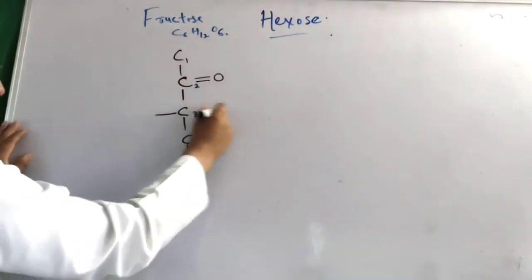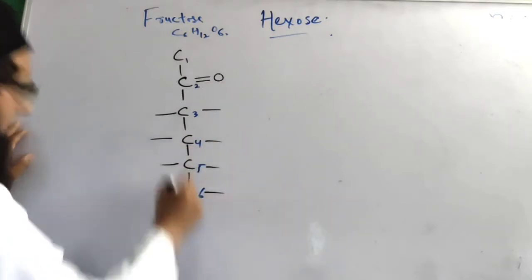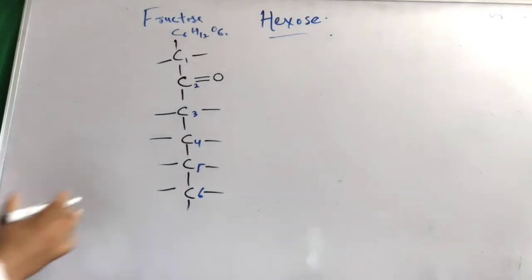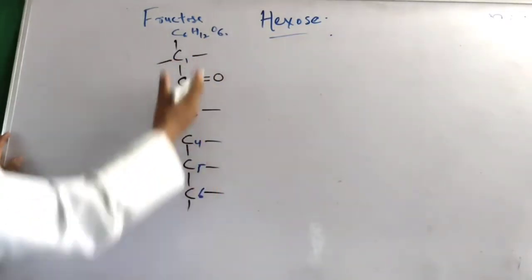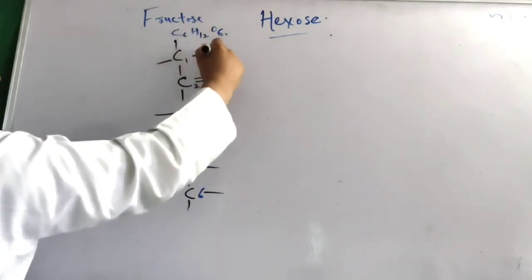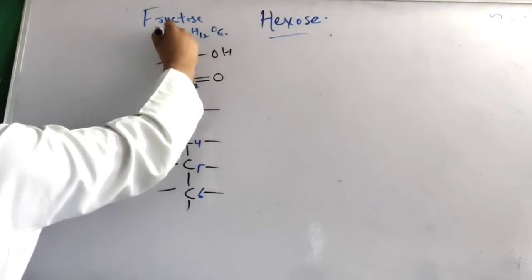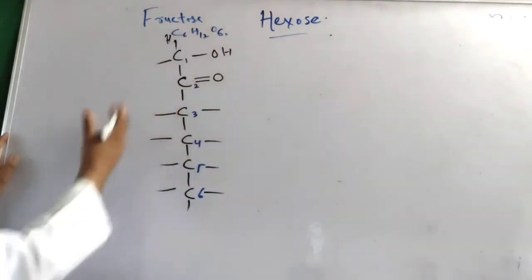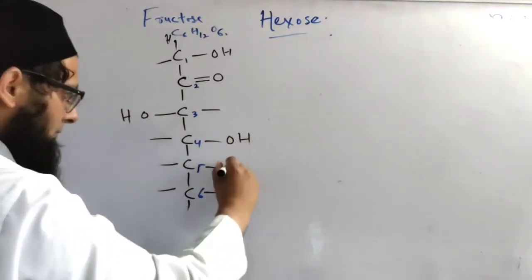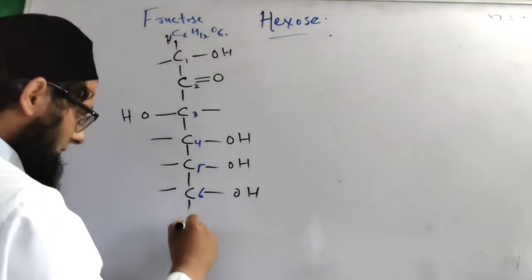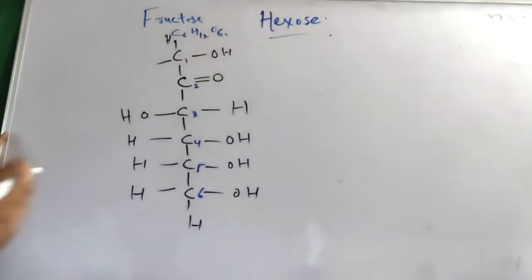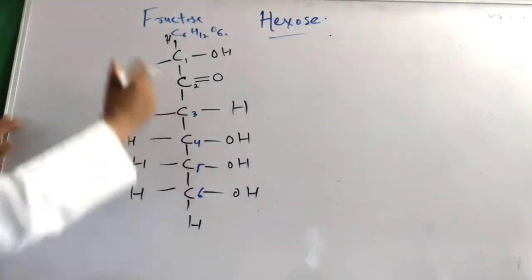Then we can draw these bonds like this. We have to fill the valencies, the tetravalency of all the carbon atoms. Have a look at carbon number 1, we get OH over here. OH is on the right side except at carbon number 3, where OH is on the left side. Remaining vacancies are filled with hydrogen atoms.